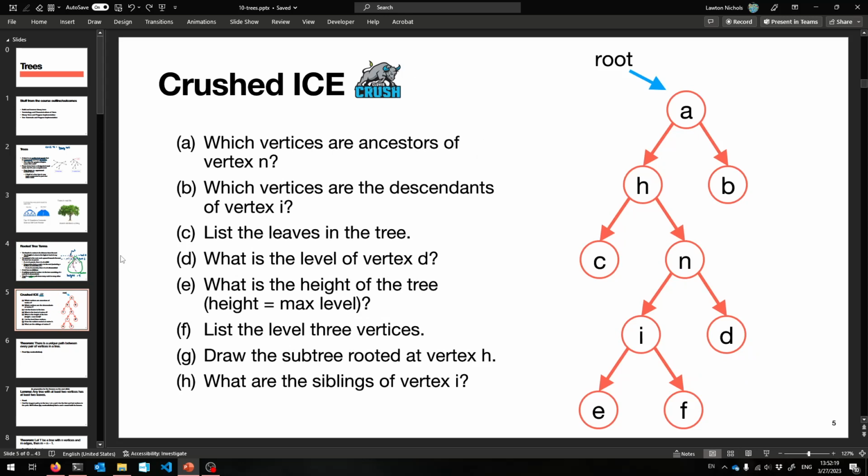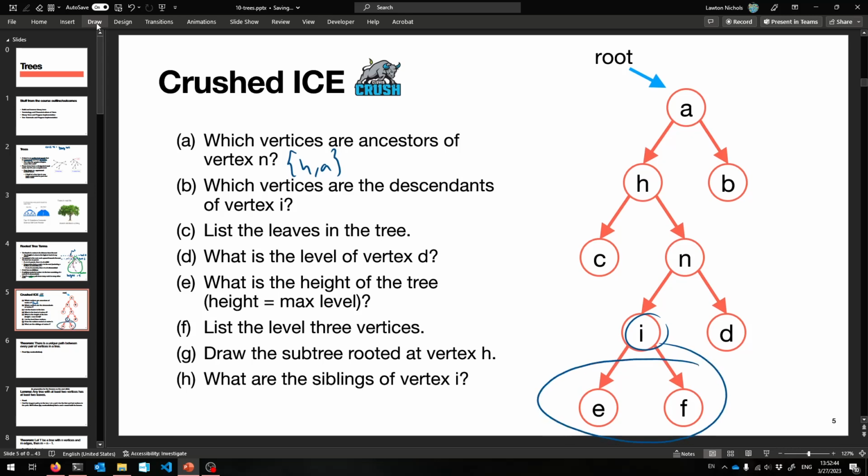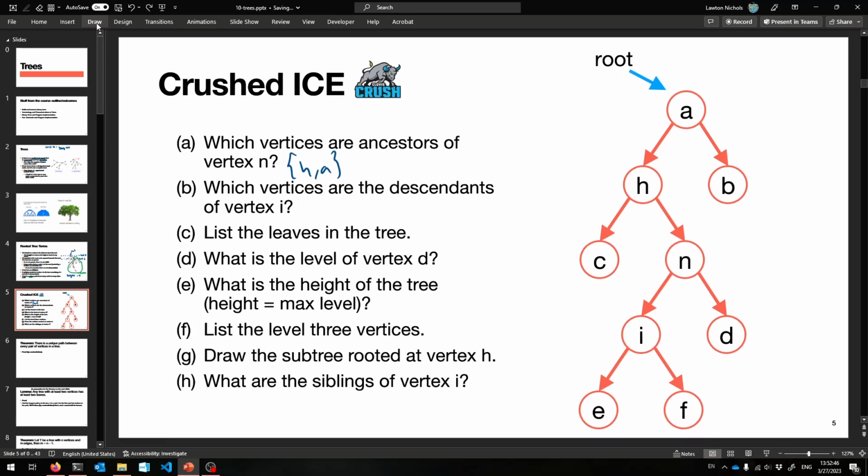Which vertices are ancestors of the vertex N? So here's N. The ancestors are the ones that come before it. So like its parent and its grandparent all the way up to the root, and there's only two up to the root, so it's H and A. It's those people. What are the descendants of vertex I? Well, the descendants of somebody is everybody in your children and their children, their children's children, and so on and so forth. So E and F are the two descendants.